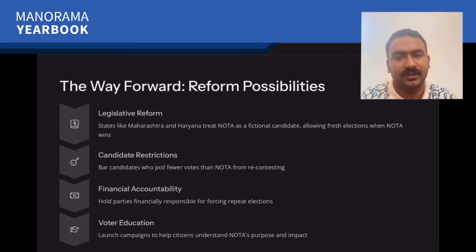In conclusion, NOTA represents more than just a protest. It is an evolving democratic instrument. Its strength lies not in rejecting the system, but in demanding better choices within it.